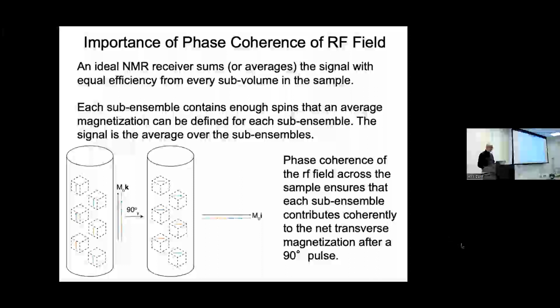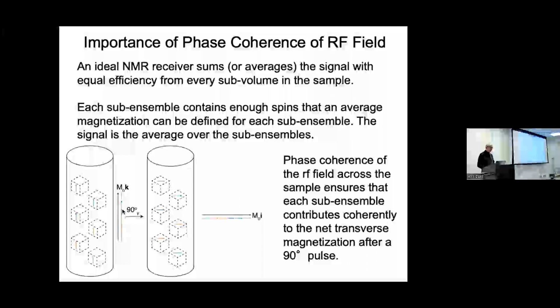And that means then that if we apply a Y pulse, each of my little imaginary subensembles in the sample sees a Y pulse. So each of these Z magnetizations gets turned into X magnetization, and then they add up together coherently to give a macroscopic X magnetization. So the appearance of the coherent transverse magnetization is a consequence of the coherence of the RF field when we apply a pulse to Z.